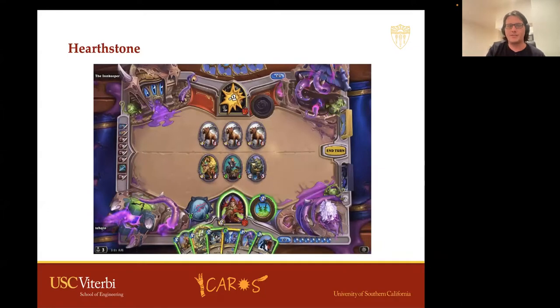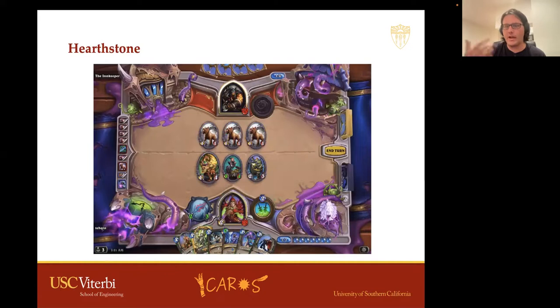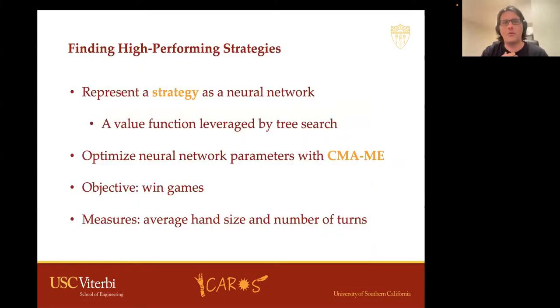So we created some agents to play Hearthstone with different kinds of strategies. So we wanted to find high performing strategies for Hearthstone, but also varied in their strategic approach. So we can just represent a strategy as a neural network. Instead of representing the policy network of what actions the agent could take, we just represent it as a value function that we're going to use for a tree search. Hearthstone has a lot of complex actions. So we just have a value function that evaluates the board state. But then we can directly optimize that value function using CMA-ME based on the induced policy.